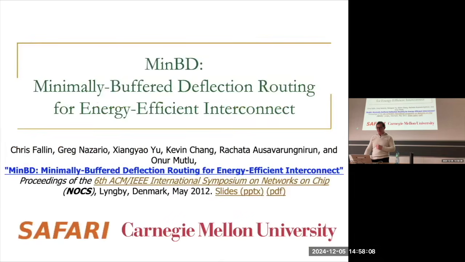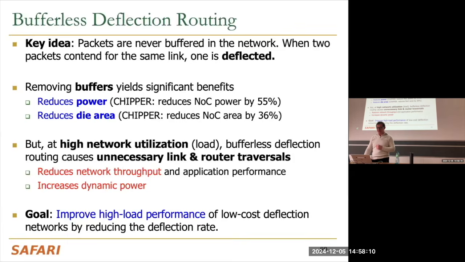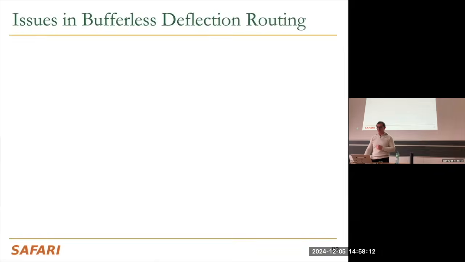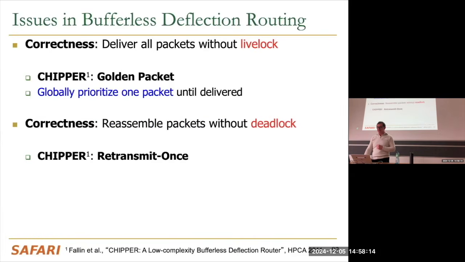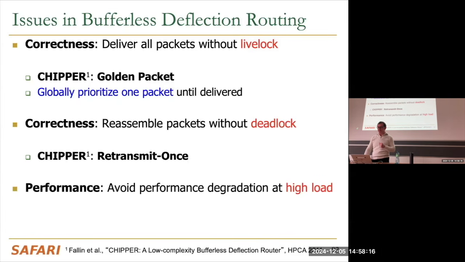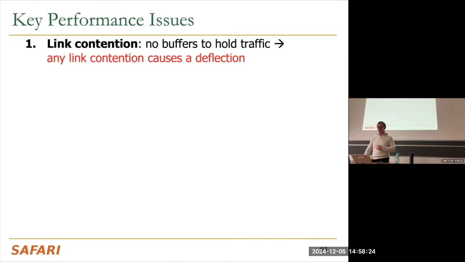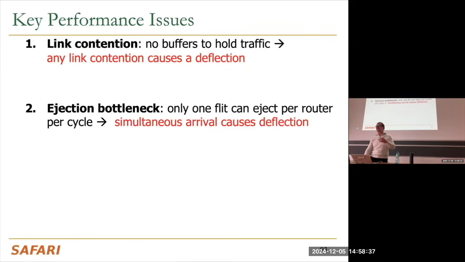Okay, let me talk about this a little bit more. We've already talked about a lot of this. We want to improve high load performance. We talked about livelock, deadlock, protocol-level deadlock at least. And now we're going to talk about avoiding performance degradation at high load a little bit more. Essentially, there are multiple performance issues in a bufferless network. You have link contention. There are no buffers, and this is an extreme design choice. Any link contention causes a deflection. So we're going to walk back on this extreme choice.